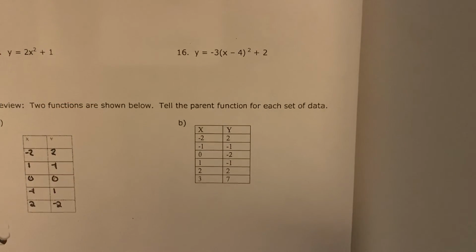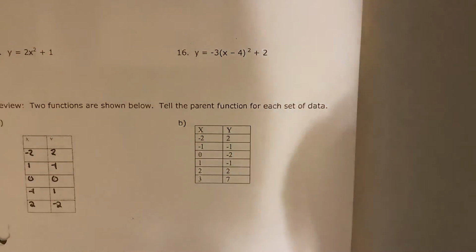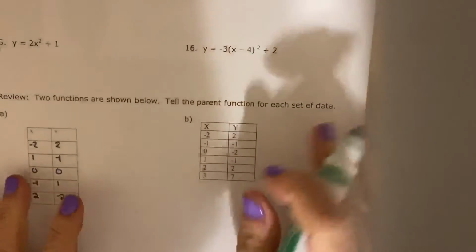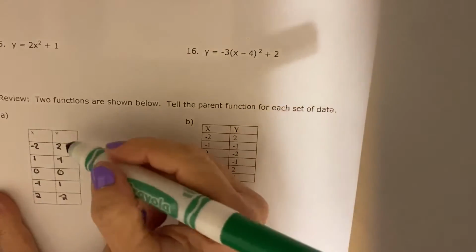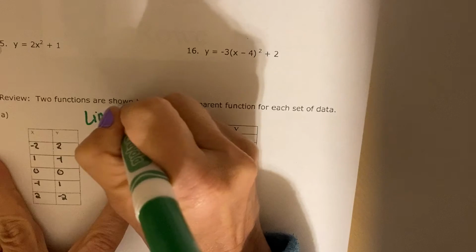All right, so we have 2 functions shown below. We want to tell the parent function for each set of data. So the first thing you have to do is determine whether it's going to be linear or quadratic. And so if it's linear, then it'll have a constant rate of change.